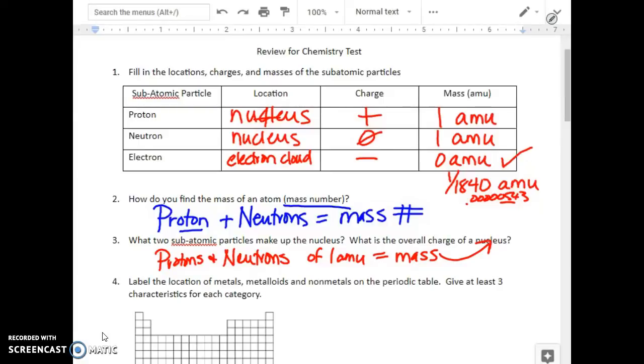Oh, sorry. And then it says, what is the overall charge of the nucleus? Well, if it's composed of protons, which are positive, and neutrons, which have no charge, the overall charge of the nucleus is going to be positive.